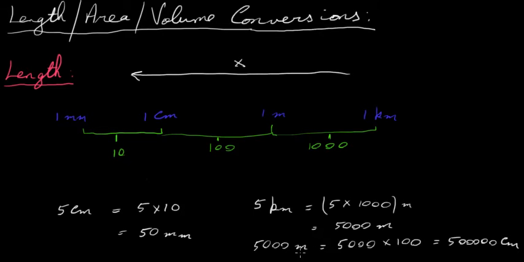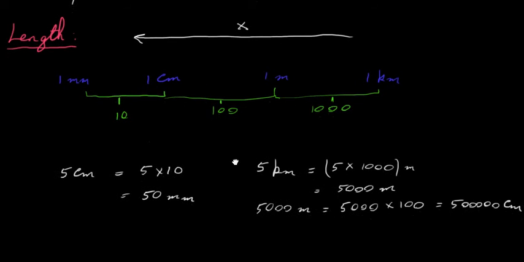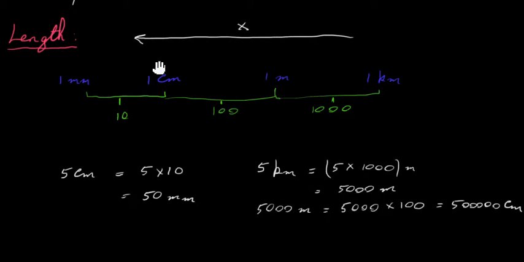So let's try the opposite direction then. We go from millimeters to centimeters to meters to kilometers. Let's see what happens if we do that. Well, you can probably guess, we're going to just end up dividing. You'll find that if we move in this direction here, we'll end up dividing our numbers. So let's do that.